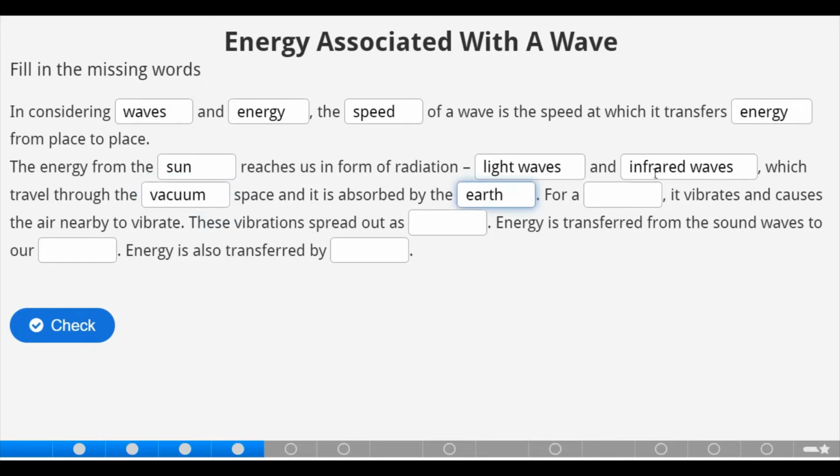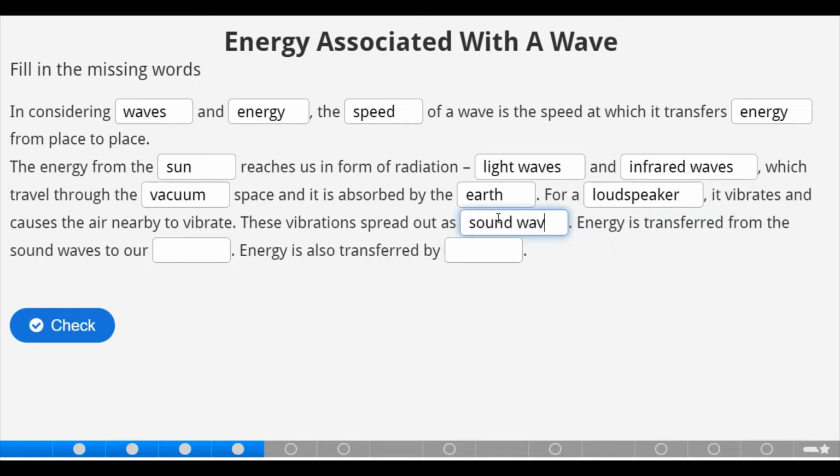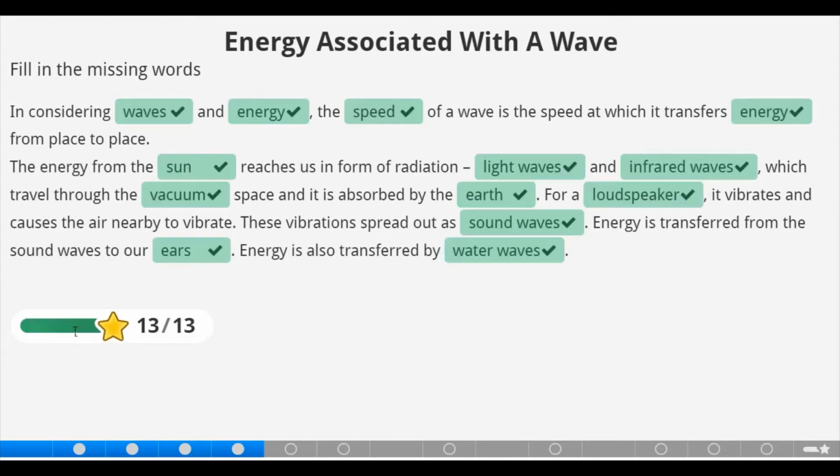For a loudspeaker, it vibrates and causes the air nearby to vibrate. This vibration spreads out as sound waves. Energy is transferred from the sound waves to our ears. Energy is also transferred by water waves. So let's check. That is good.